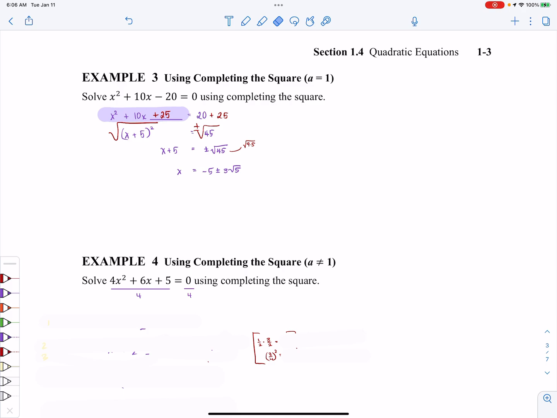So we're going to subtract 5 on both sides, and square root of 45 becomes 3 root 5. So we have two solutions. We have a negative 5 plus 3 root 5, and we also have a negative 5 minus 3 root 5.